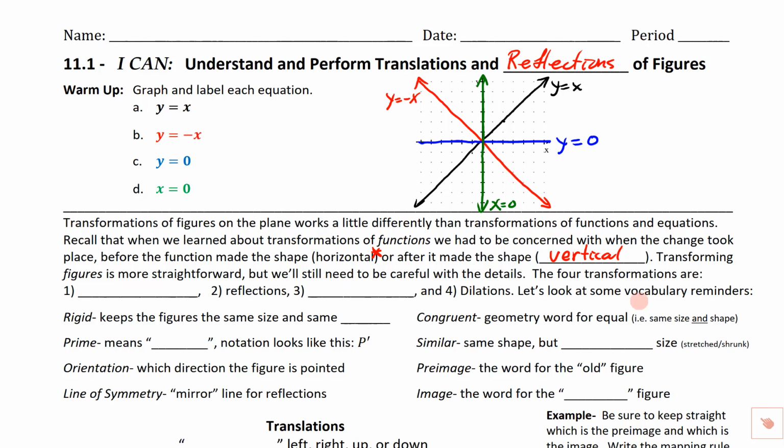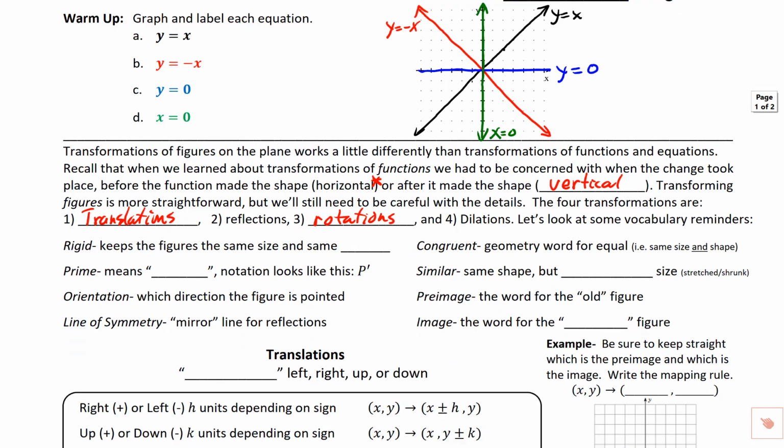The 4 transformations are this. So let's write down translations, reflections, and then the last one is dilations. The third one is rotations. So we're going to put rotations in here. All right, and we're going to look at some vocabulary reminders.